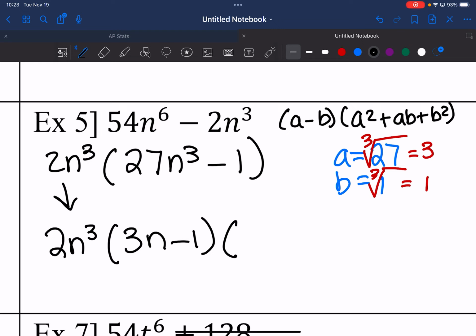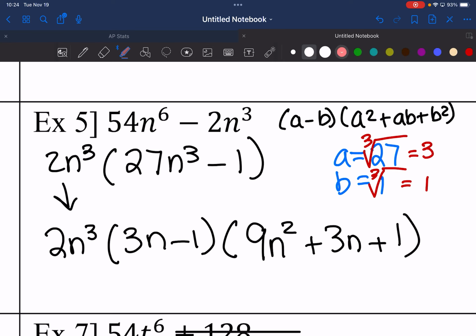Okay, then I'm going to have a squared. What's a squared? 3 squared, which is 9. And then I'm going to have n, what did I do on the last one? Squared plus ab. So what's a times b? 3. So plus 3n. Then plus b squared. What's b squared? Just 1. That's my answer.